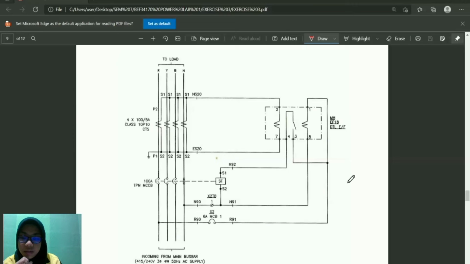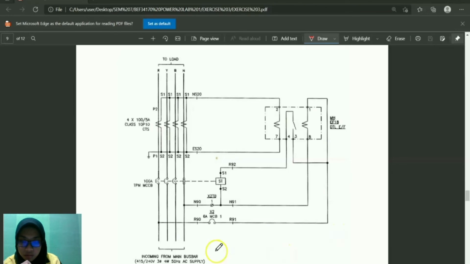So, I will explain about the schematic control diagram for outgoing feeder CW earth leakage relay. So, basically the earth leakage relay is designed in such a way that whenever it senses a preset value of the current, it will trip the circuit breaker and interrupt the flow of current. So let's see how the circuit flows first.